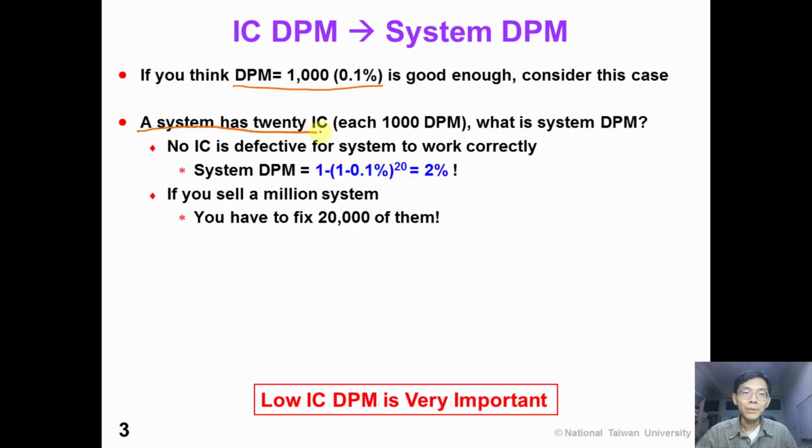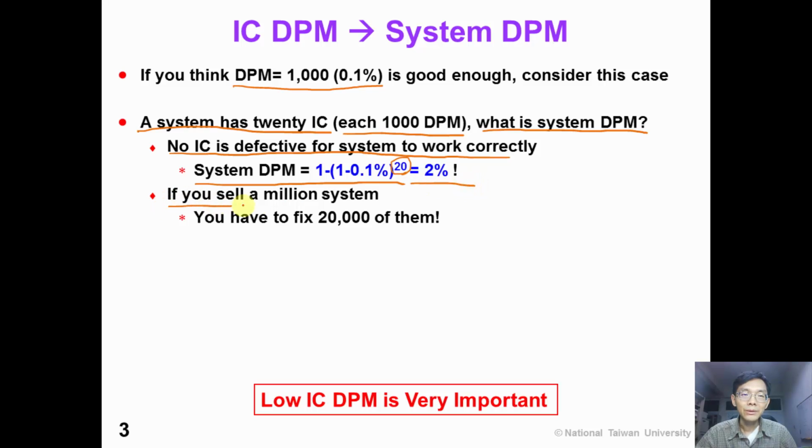Suppose we have a system which has 20 ICs. Each of the ICs is 1000 DPM. So what would the system DPM be? For a system to work correctly, we require no defective IC in the system. So the system DPM is equal to 1 minus (1 minus 1000 DPM, which is 0.1%) to the power of 20, because we have 20 identical ICs in this case. This results in 2% system DPM.